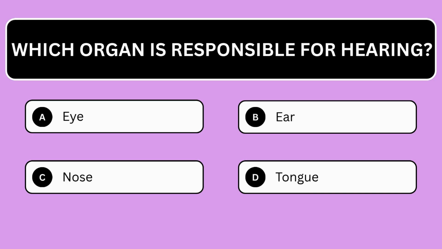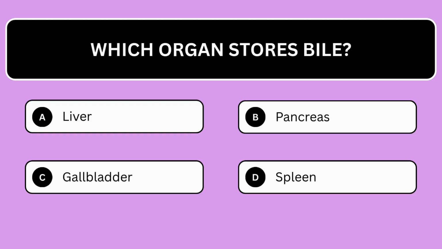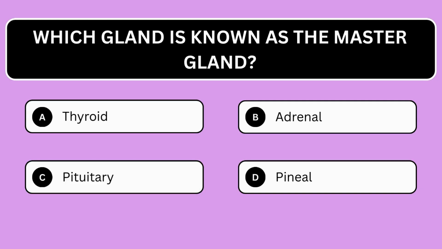Which organ is responsible for hearing? Which part of the eye controls the amount of light entering the eye? Which organ stores bile? Which gland is known as the master gland of the endocrine system?